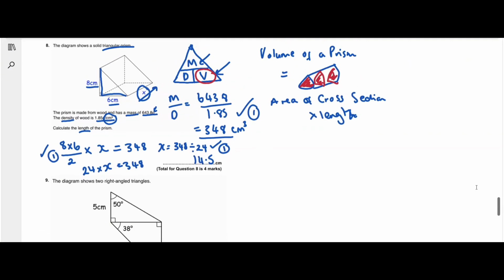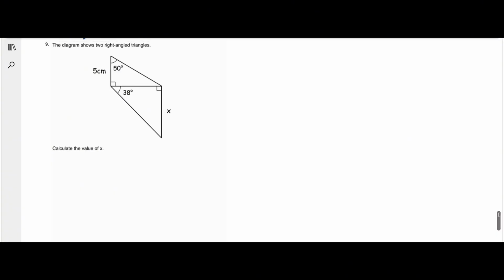Okay, so let's move on to question 9. So question 9, I can see straight away here I've got angles and lengths and right-angled triangles, and I have been asked, it tells me here, it shows 2 right-angled triangles, calculate the value of x. If you're working with right-angled triangles and you're working with lengths and angles, you're either going to be looking at Pythagoras, which they give you on the exam paper, a squared plus b squared equals c squared, or you're going to be dealing with SOHCAHTOA, and they do give you some information for this on the formula sheet.